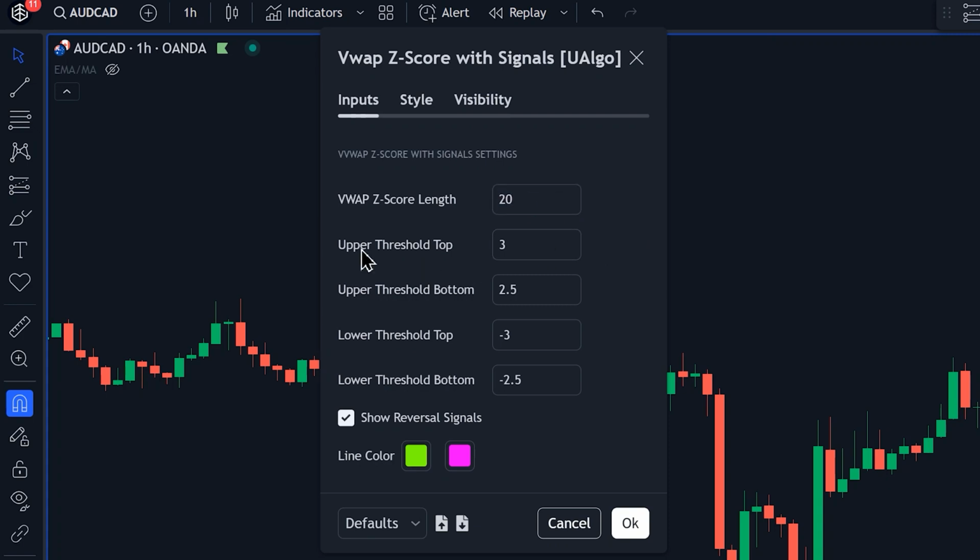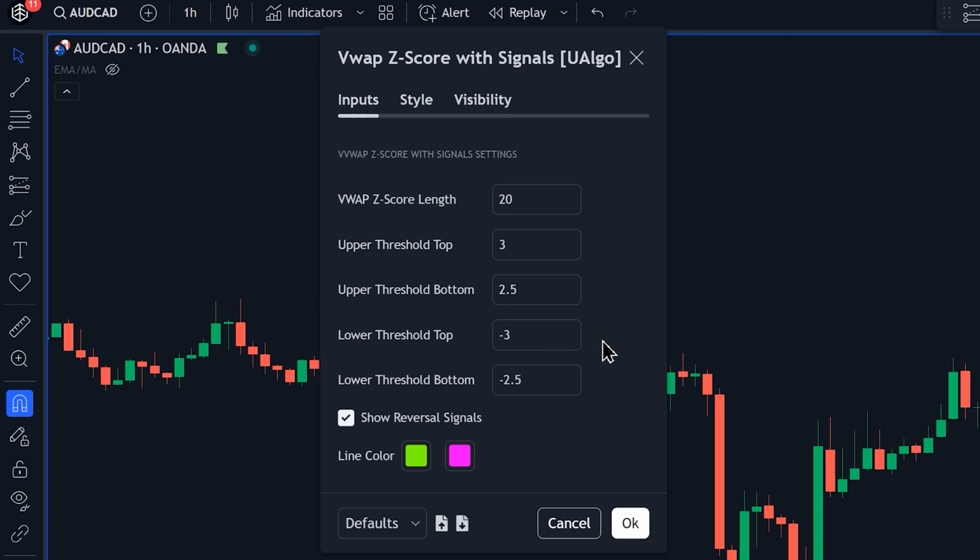Next, we have the upper threshold, which defines the Z-Score level considered as overbought. A common value is 2, indicating that the price is 2 standard deviations above the mean. Similarly, lower threshold defines the Z-Score level considered as oversold. Typically, -2 is going to be used, representing 2 standard deviations below the mean.